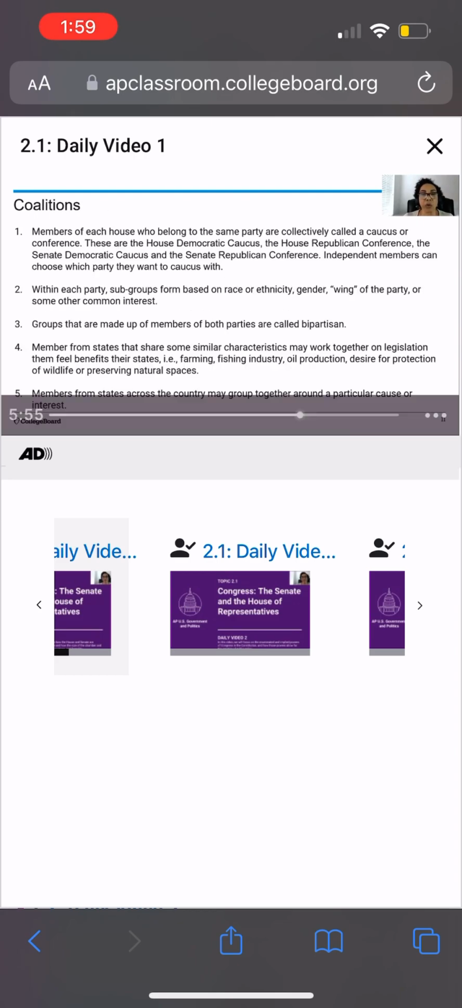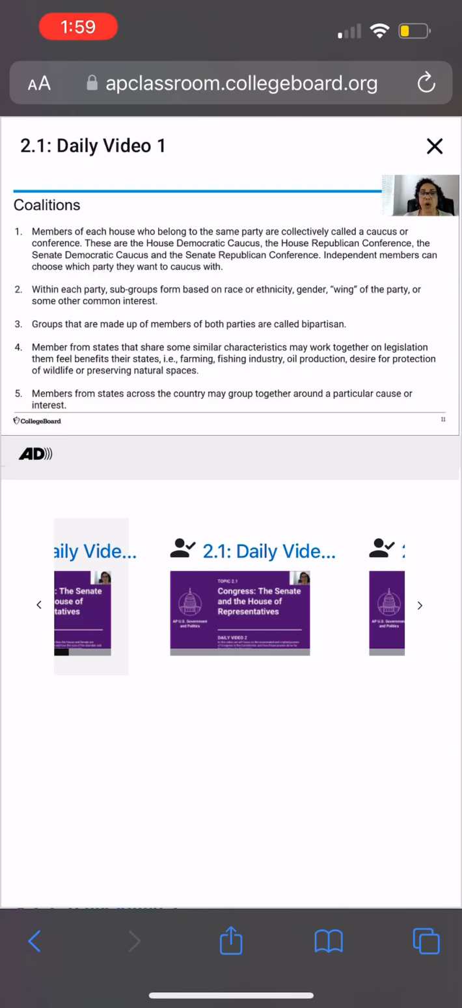When we talk about coalitions, some of them are just a part of the nature of the groupings according to parties. So in the House, we've got the House Democratic Caucus, and we have the House Republican Conference. The Democrats call their grouping a caucus, the Republicans call theirs a conference. We have the same thing that's happening over in the Senate. If you are an independent member, not associated with either party, you can choose who you want to caucus with. You can pick whichever one.